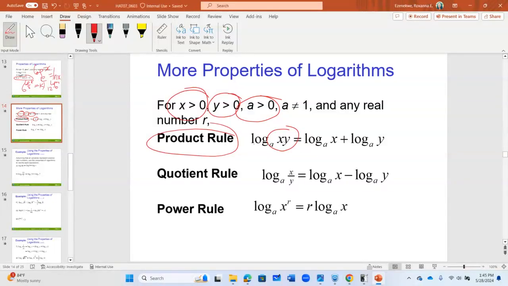The base cannot be 1. We already know this. The argument of a logarithm cannot be negative, so x times y must be positive. The base must be positive, and the base cannot be equal to 1. So this we already know.